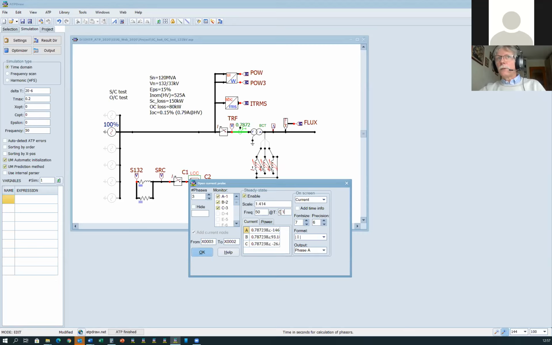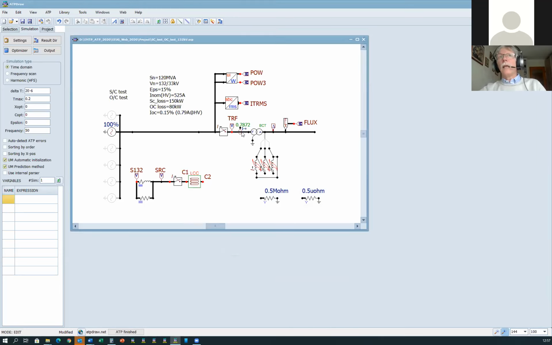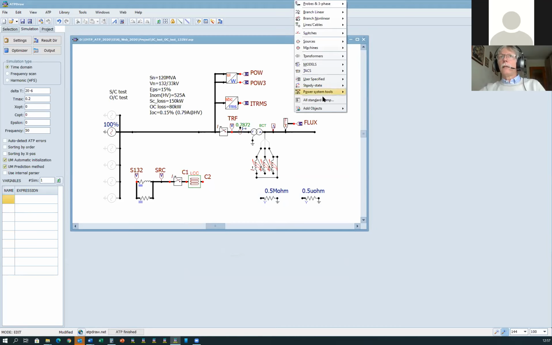So the trick is to use a higher number here, because this meter will use an FFT radix algorithm and will calculate the current phasors in this time window. It's just a trick. If you don't like that, you have two additional options. You can measure the RMS values using these objects. This object is there in the power system toolbox.